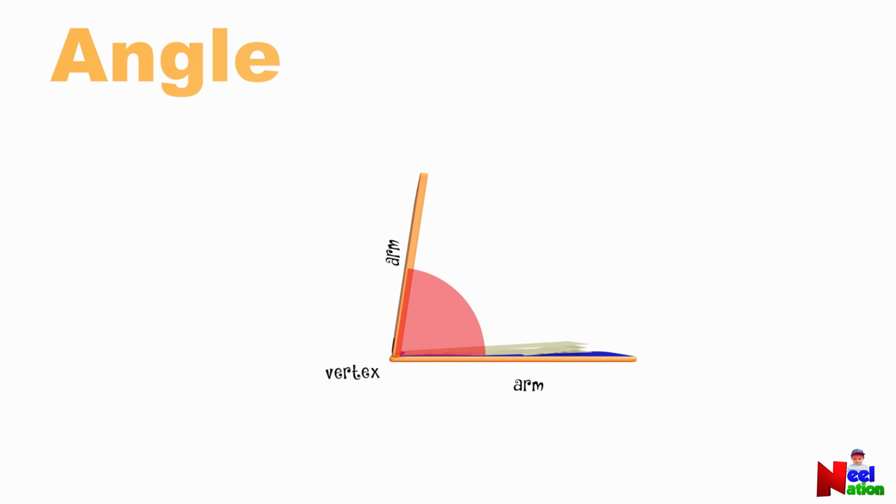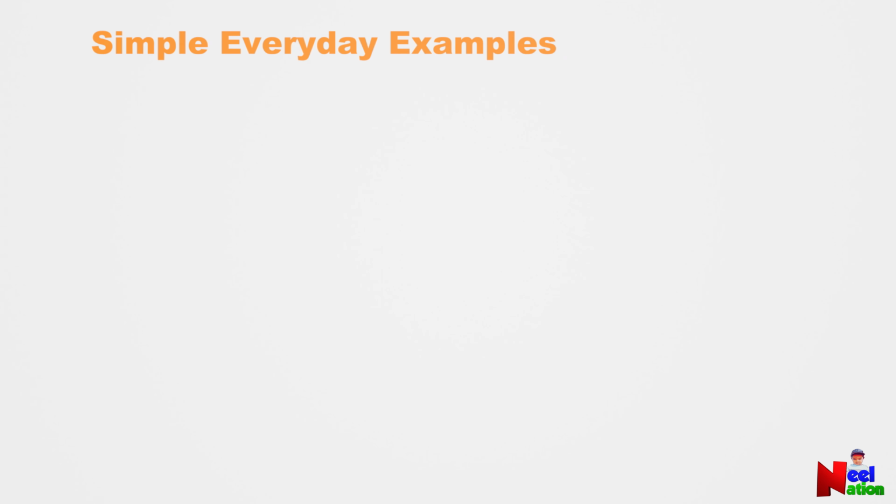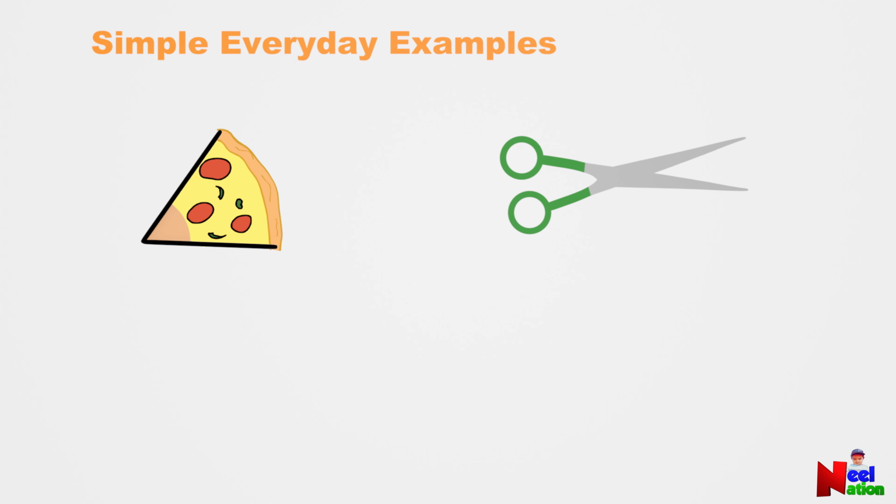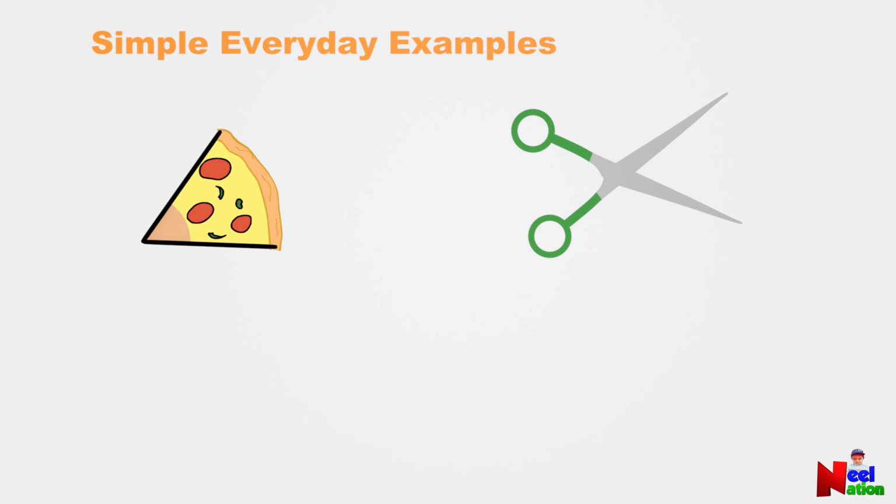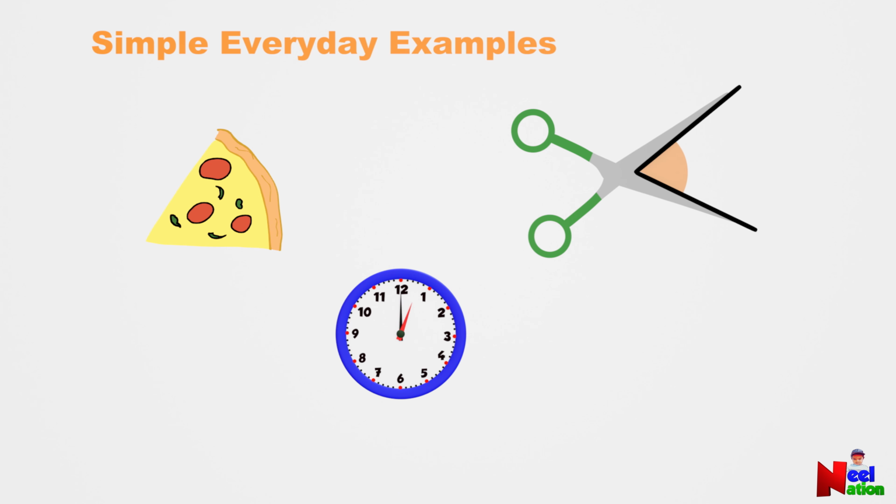Yeah, now I get it. Angles aren't just something we see in math class. They are all around us. Let's look at some fun examples to see where angles show up in real life. Pizza slice. Each slice has an angle at the tip. Scissors. When you open them, the blades make an angle. Clock. At 3 o'clock, the hands form a right angle.